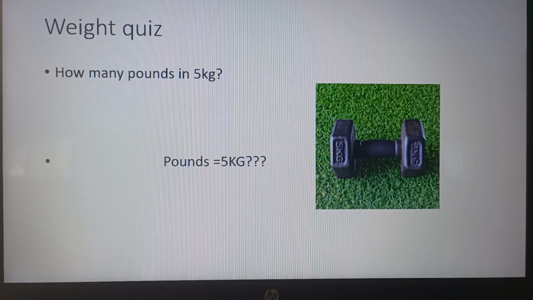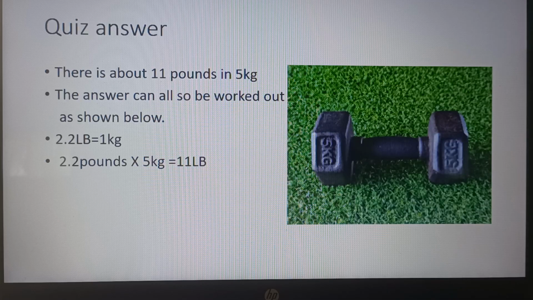Weight quiz. How many pounds in 5 kilos? Quiz answer. There are about 11 pounds in 5 kilograms. The answer can also be worked out as shown below. 2.2 pounds equal 1 kilogram. 2.2 pounds times 5 kilograms equals roughly 11 pounds. It's a little more, but for this video I have rounded back down.